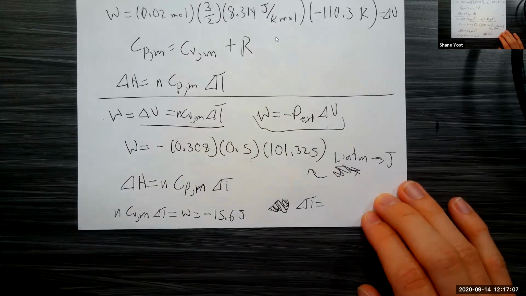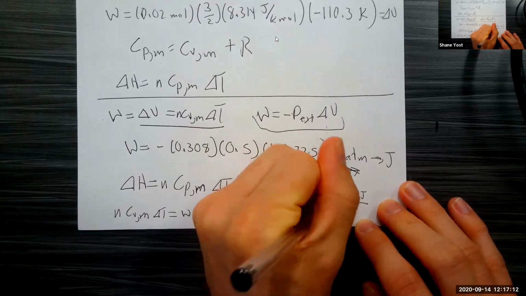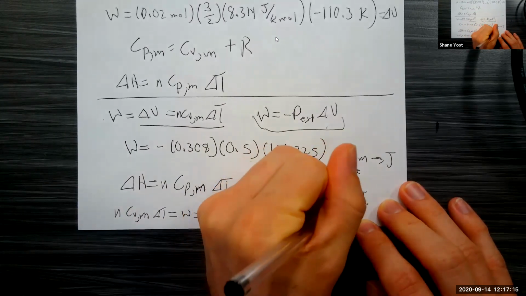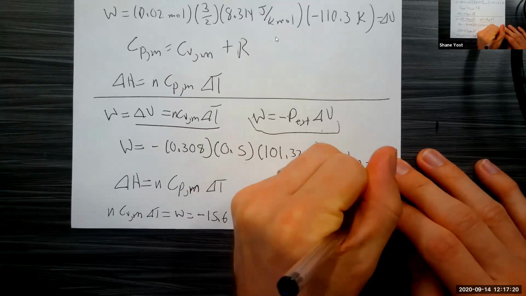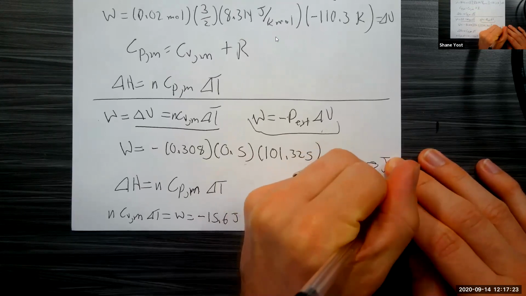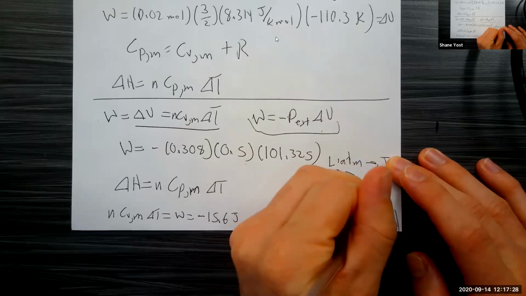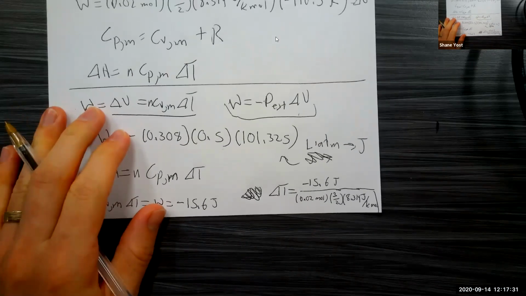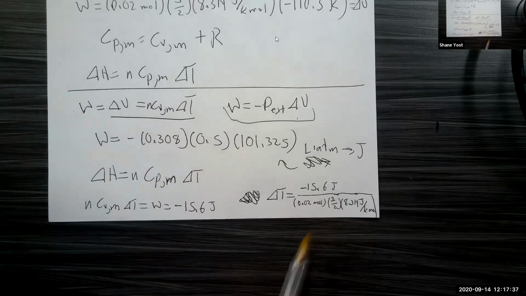I get delta T equals minus 15.6 joules over 0.02 moles times 3/2 times 8.314 joules per Kelvin mole. Writing up those units, I get 15.6 joules divided by all this stuff. The units will all cancel, and I'll just get left with Kelvin. So that gives me my change in temperature.